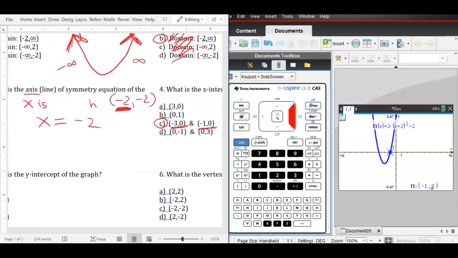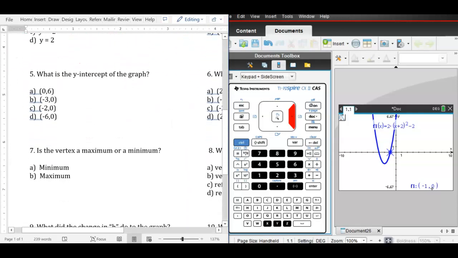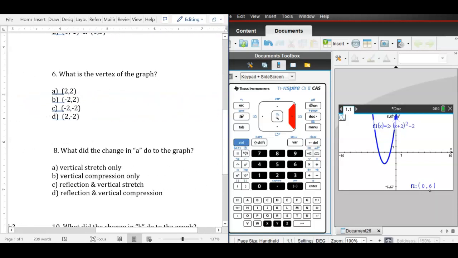Okay. Number 5, what is the y-intercept? So if I keep going to the right from menu 5.1, I'm going to get the y-intercept at 0, 6. Boom. No big deal. Number 6, what is the vertex? Now, I already wrote this down earlier, but again, you go down to where it says minimum or maximum, and in this case, minimum, -2, -2. There it is, right there. Okay.